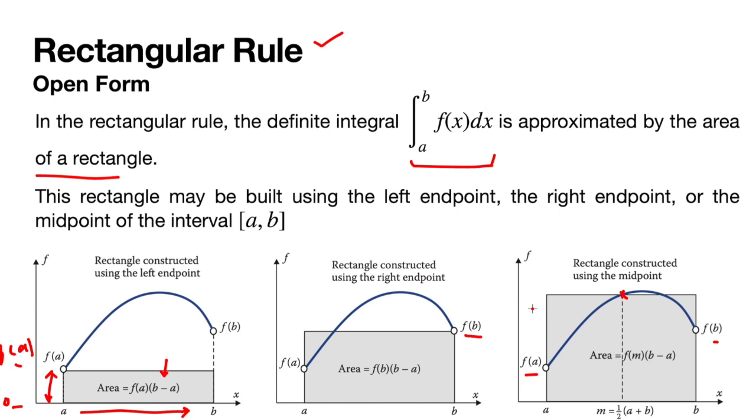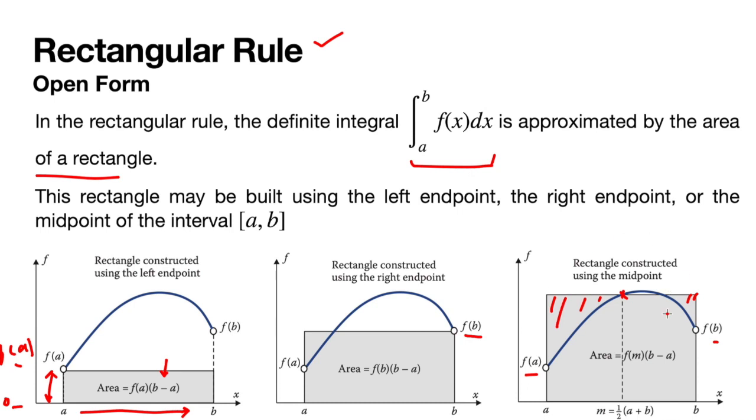So the difference, what we said with the open form, is that its area is going beyond the limits of the integrand. You can see that we are going beyond the limits of the integrand, so that's why it's an open form.